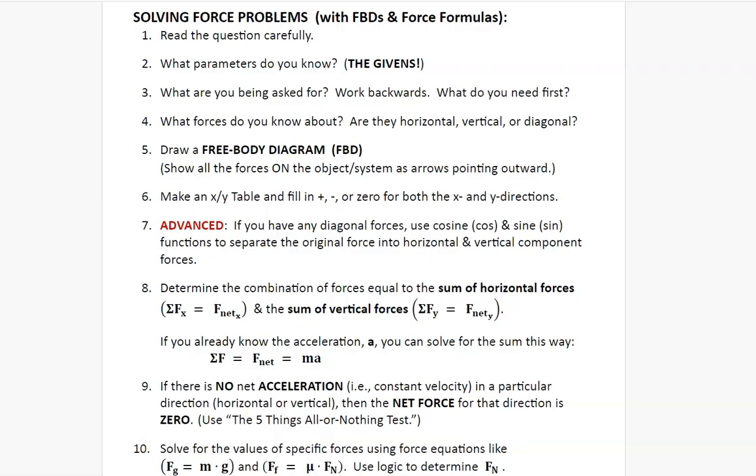Some problems you'll know the acceleration, some problems you won't. If you know the acceleration, either horizontal acceleration or vertical acceleration, then you can use the mass and the acceleration to calculate the net force in that direction. This is especially important in horizontal net forces. If you know the horizontal acceleration, just multiply it by the mass, and you get the net force in the horizontal direction, and then you can use that to calculate the forces that add up to the horizontal net force.